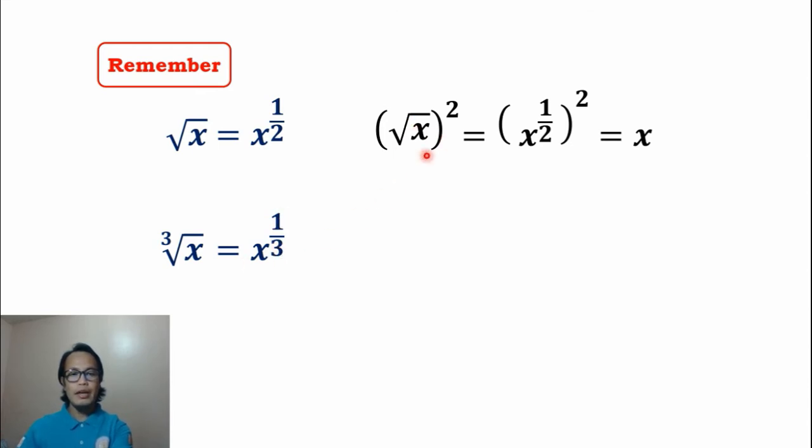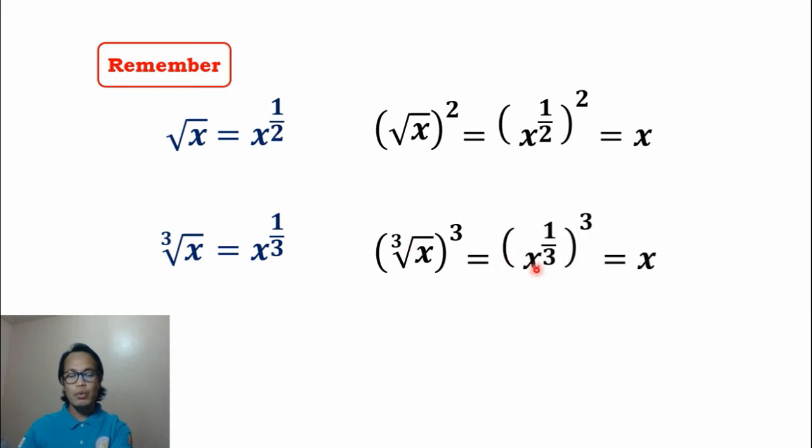Now, the same idea applies. If we want to eliminate the radical symbol in cube root of x, we can raise the whole expression to 3, which is equal to the index. Changing this to exponential, we have x raised to 1/3, and we raise that to 3. So 1/3 times 3 is 3 over 3, and 3 over 3 is equal to 1, which is the exponent of x. In this way, we have cancelled out the radical symbol. So let's proceed to our example.